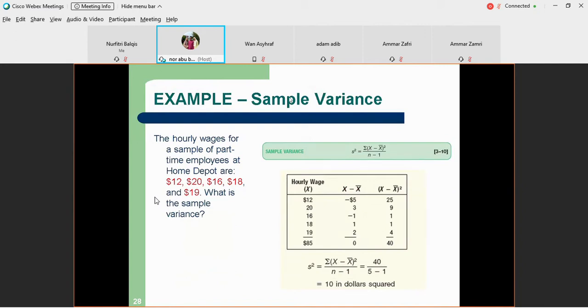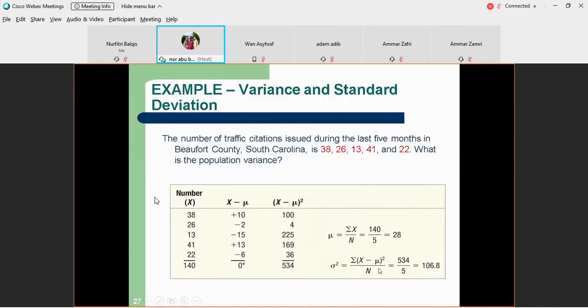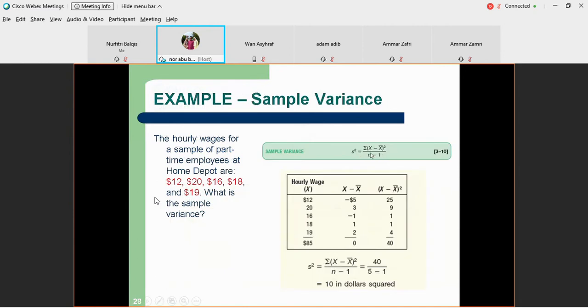Okay, this is another one, sample variance. Sample variance ni lebih kurang je dengan population variance. Cuma kalau perasan sini bagi dengan N kan. Tapi for sample variance, you need to minus 1. Okay, sebenarnya ada tujuan ni. Dia cuma nak reduce bias. Okay. Jadi caranya adalah sama je.